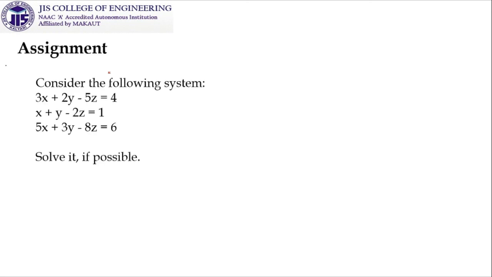So now we are going to give you an assignment on the following system and emphasize this part if possible. If it is not possible for you to find the solution, then you have to justify why it is not possible. That means you have to justify the inconsistency, and if it is consistent, then obviously you have to justify why it is consistent.